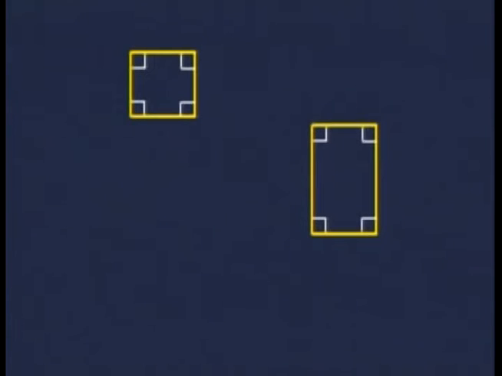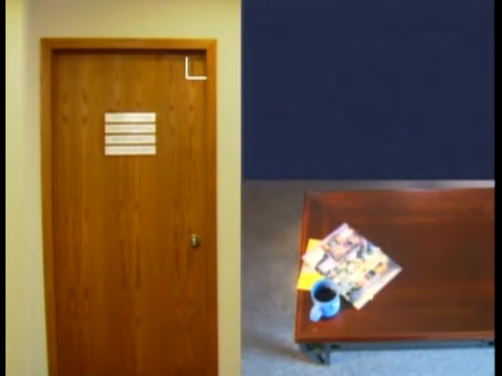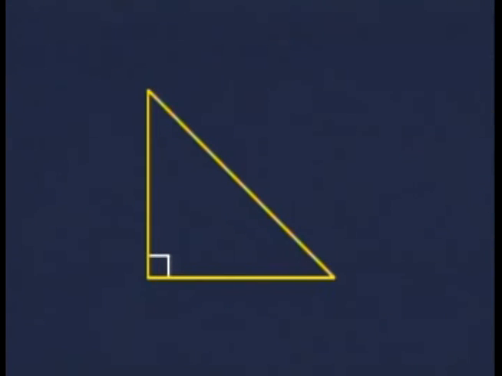Squares and rectangles also have right angles, 4 of them. Other geometric figures can have right angles too. You can find right angles almost anywhere. The corners of most doorways are right angles. The edge of this table is a right angle. Sidewalks intersect at right angles. Right angles and right triangles have many applications in technical fields. But before we look at some of them, we'll first learn more about right triangles.